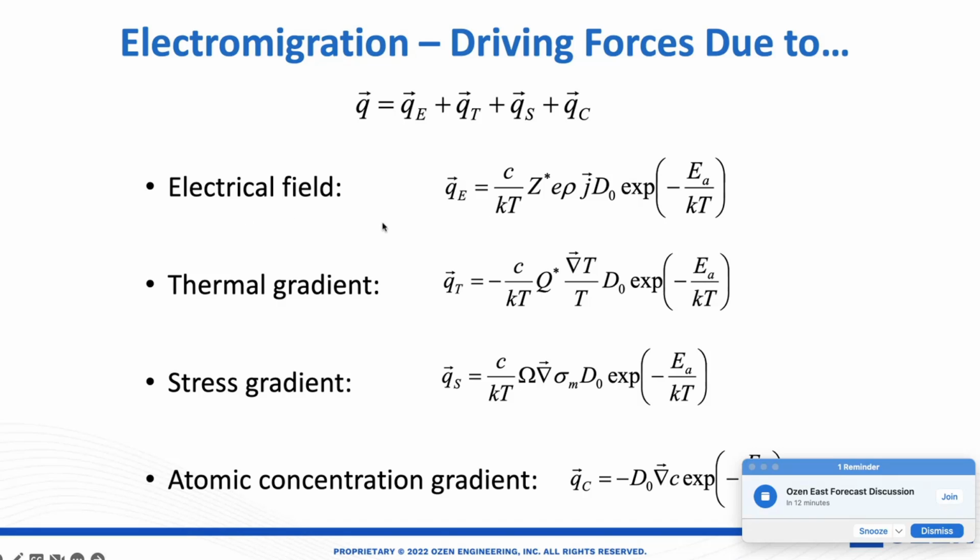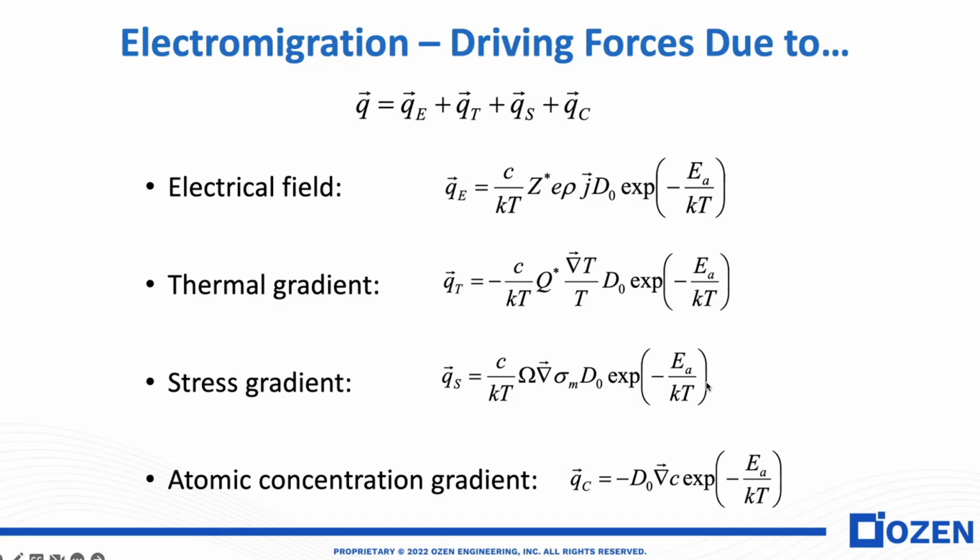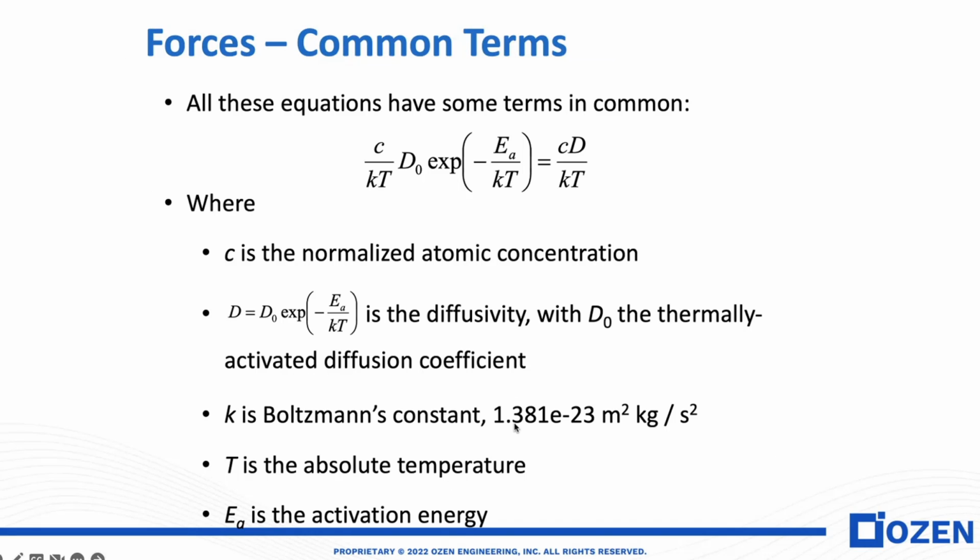For example, Q sub E, that's the additional driving force due to electrical field. It can be expressed in this equation here. The thermal gradient is expressed in this equation here, stress gradient in this equation here, and the atomic concentration gradient expressed here. So we need to add all of these to each other. And we note that all these equations have some terms that are common.